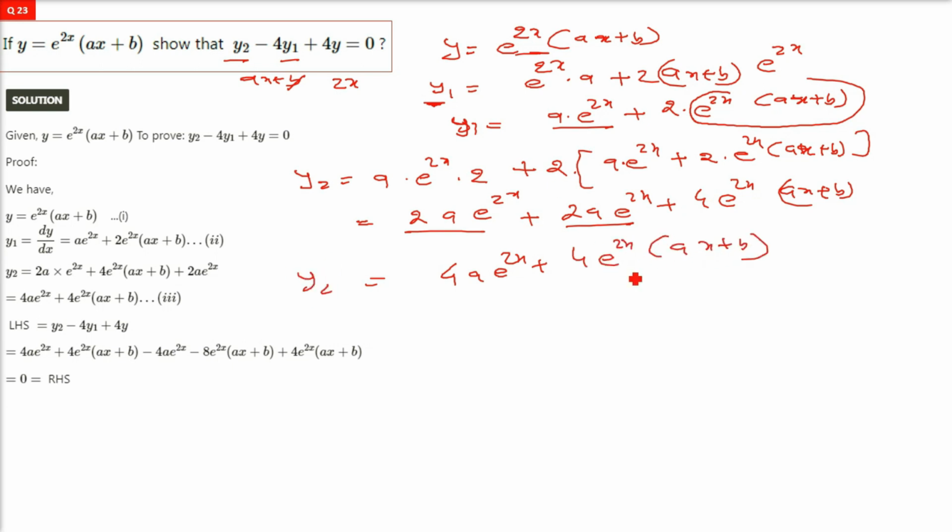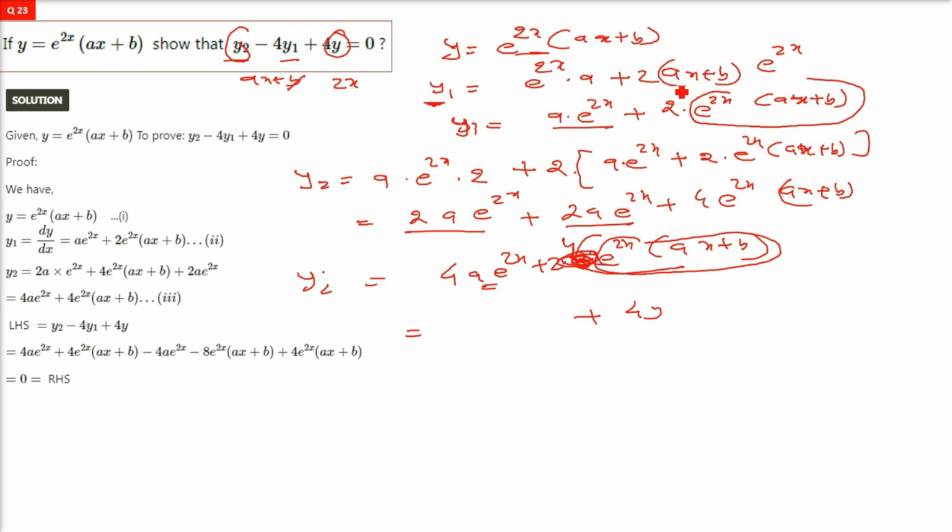This is y2. So what all can we do here? I can write y2, and we have this 4y also. Now how has this y come? See, y is e raised to 2x times (ax plus b), so I have written 4y. Are we getting something out of it? If not, then we'll apply some other tactic. y2 is there, 4y is also there, so what is minus 4y? y1. Now let us go to y1.